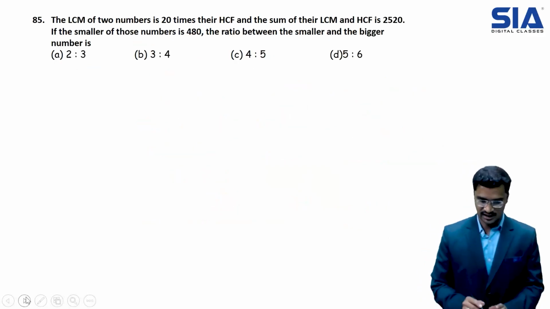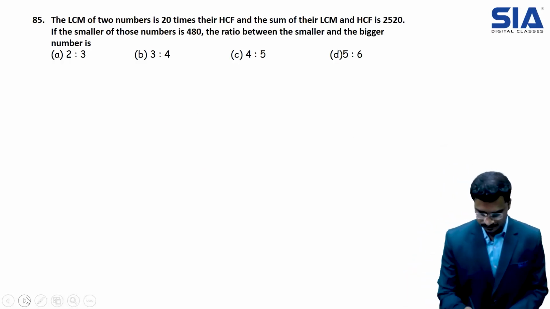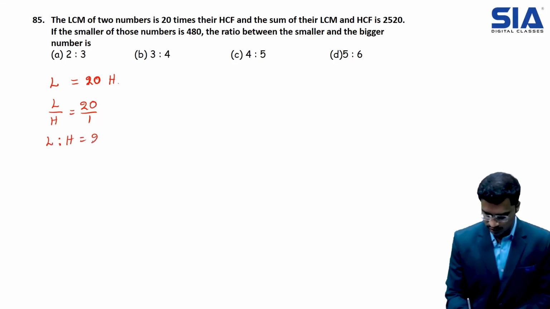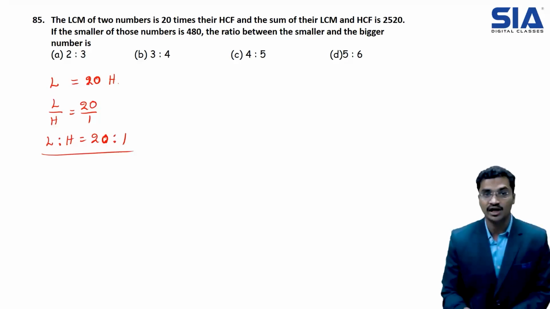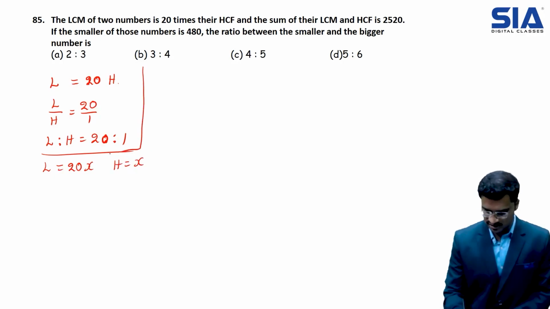Now coming to our last question, which says the LCM of two numbers is 20 times their HCF. So here it is saying that LCM is equal to 20 HCF. Then L by H is 20 upon 1. Then I can write L ratio H as 20 ratio 1. So if L ratio H is 20 ratio 1, then L is 20x and H is x.